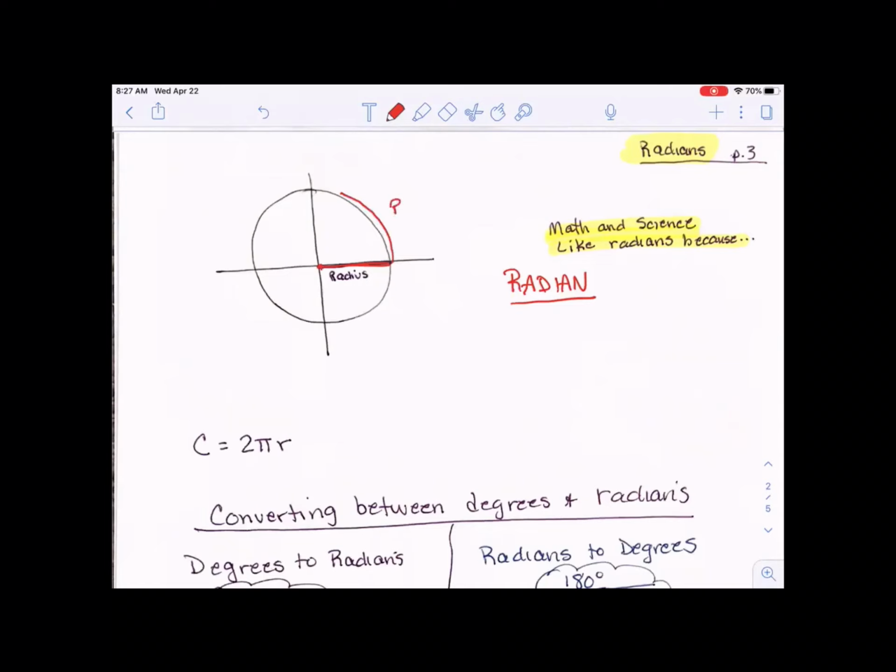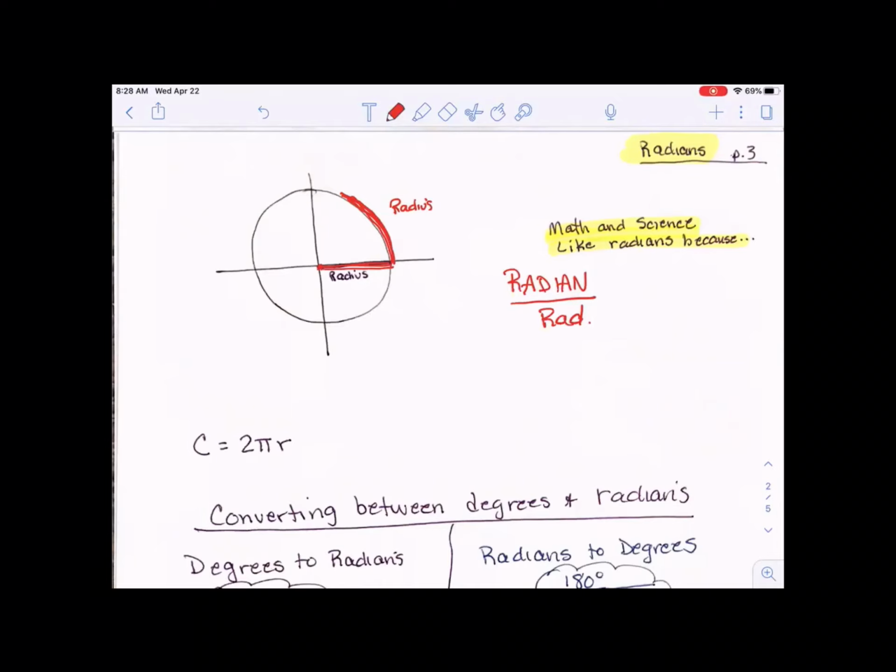The distance we get around the circle when we take one radius gives us a radian. So I have a radius here. I take that same exact length, transfer it onto the circle, and that's the radian measure. Radians can be abbreviated RAD. A lot of times, though, because we use radian measures so much, we don't even write RAD. We just write the unit. So you're going to have to be careful with that.